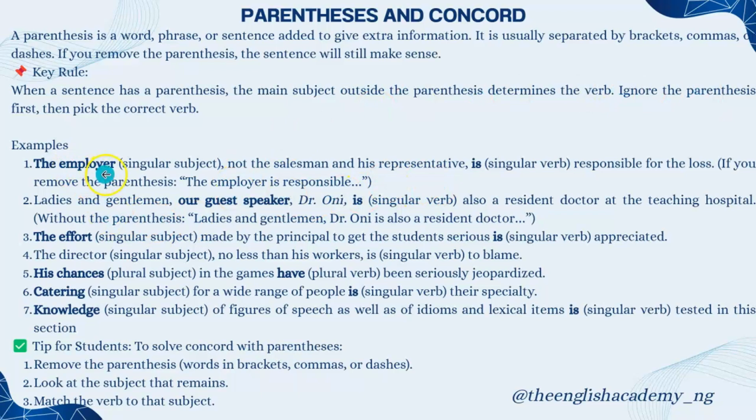Let's look at the example. The employer, not the salesman and his representative, is responsible for the loss. So this, not the salesman and his representative, is the parenthesis. You can see it is separated by commas. So it's the employer that will determine our verb. That's why it is responsible for the loss. So if you remove the parenthesis, it will read: the employer is responsible for the loss. Ladies and gentlemen, our guest speaker Dr. Oni is also a resident doctor at the teaching hospital. So without ladies and gentlemen, we have what? Dr. Oni is a resident.